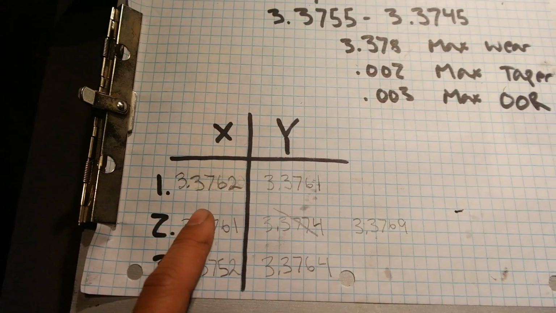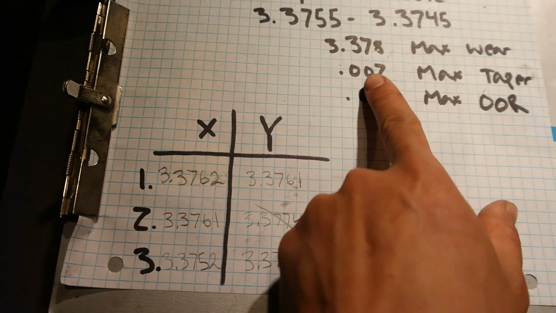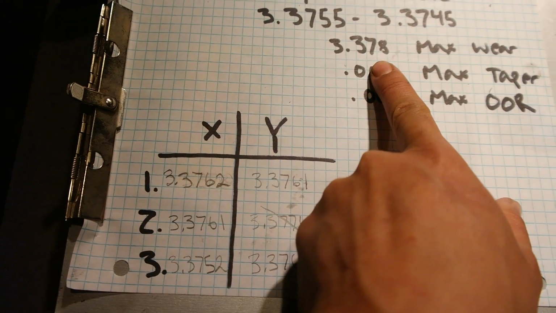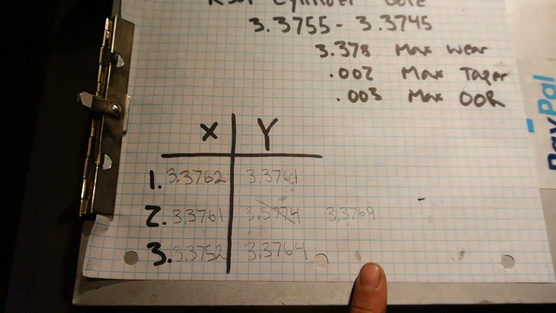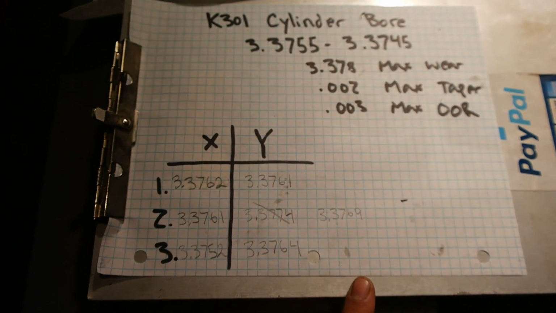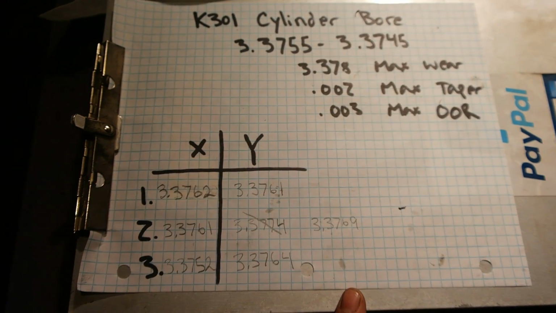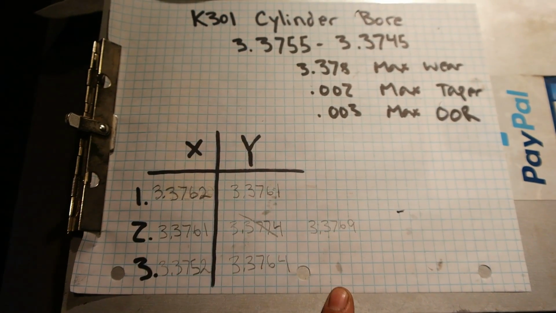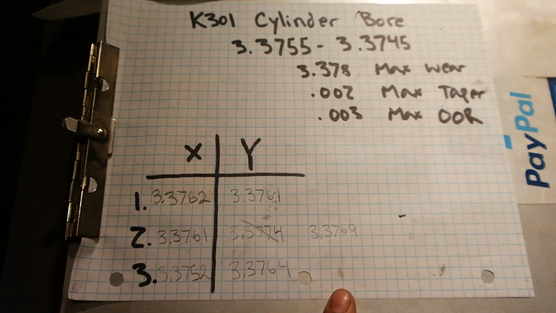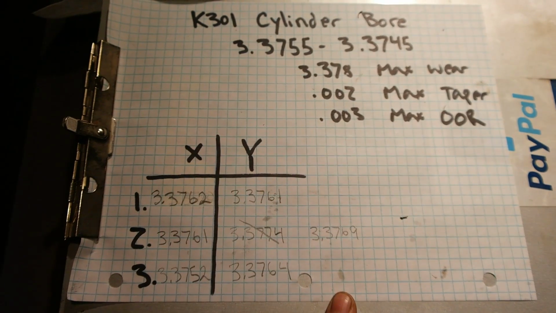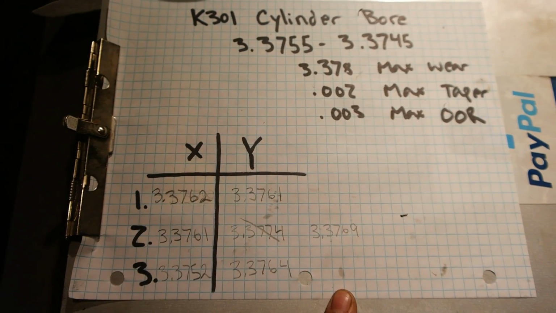Our overall measurements fall underneath the max wear of 3.378. So the good news for this cylinder bore is we can keep it at standard. We do not need to machine to 10 oversize. We just have to prepare it with a crosshatch, which we'll cover in a later video. But now let's measure the crankshaft and the valve guides.